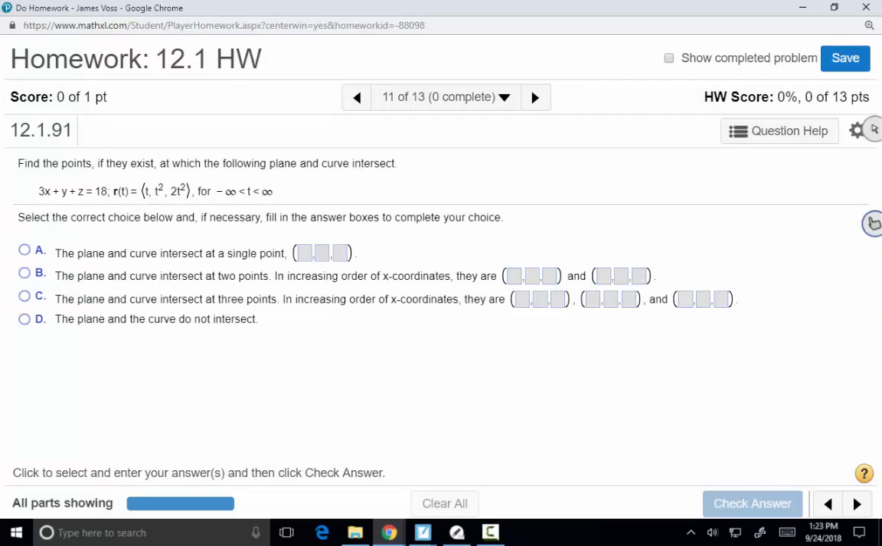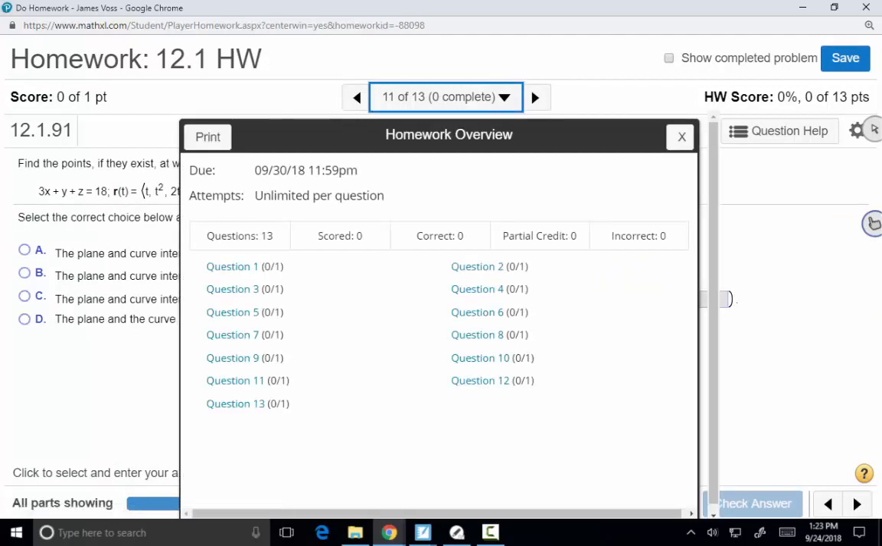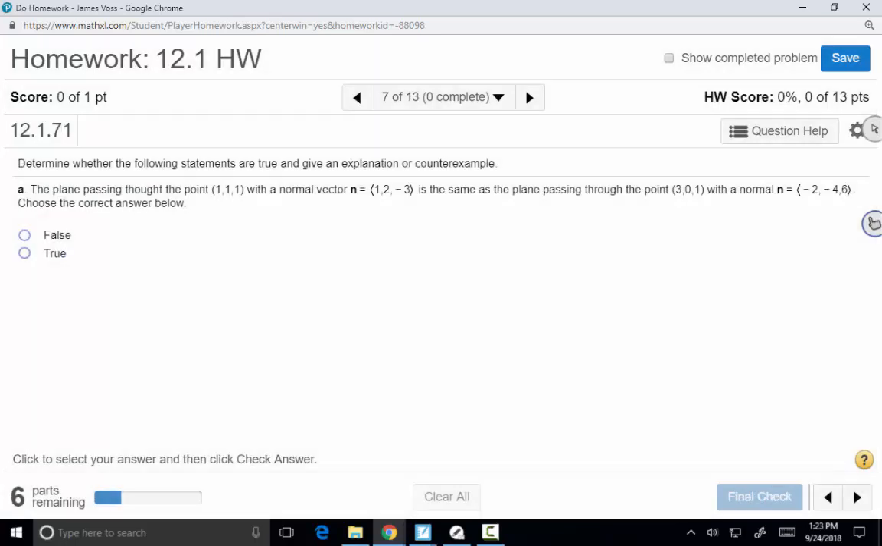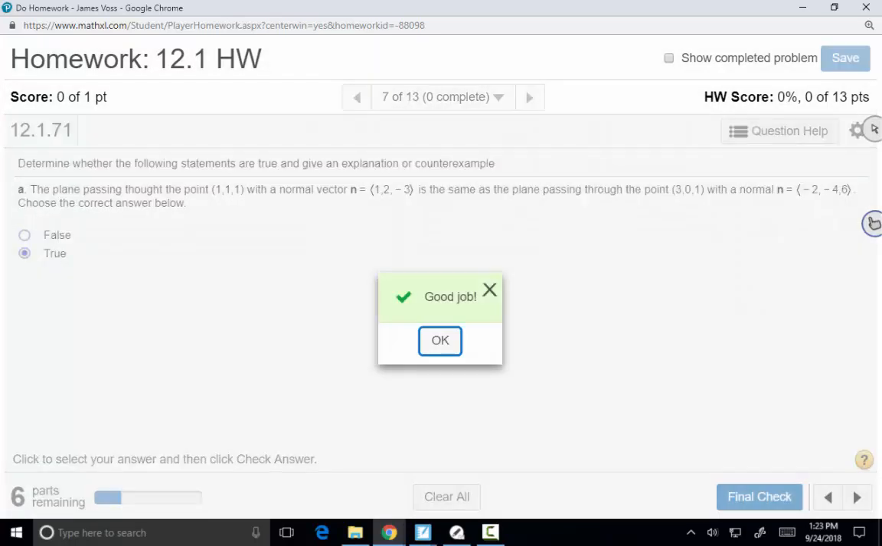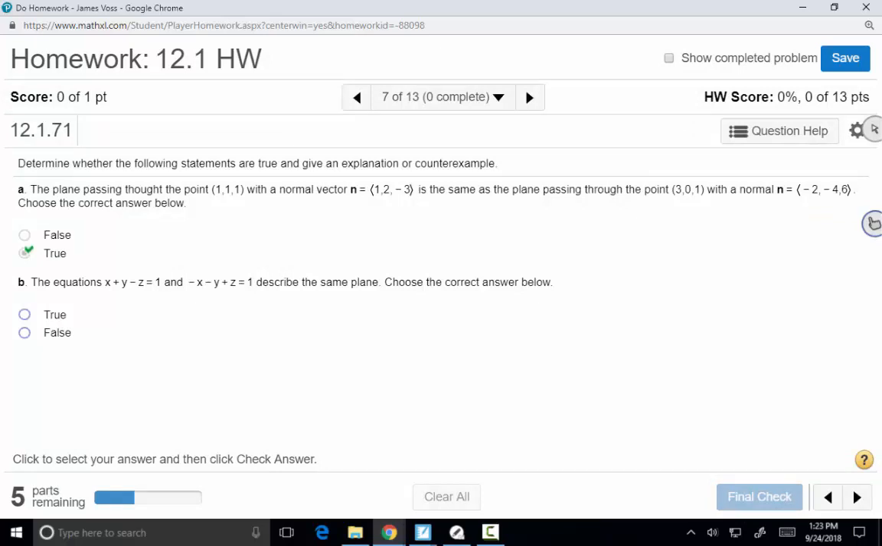Oh, and actually we were going to do at least one more of those. So what did we say? This is going to be true. So let's look at this one. So there we have two plane equations. The question says, are they the same plane? No.